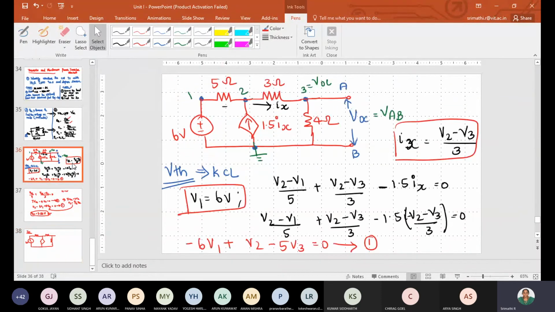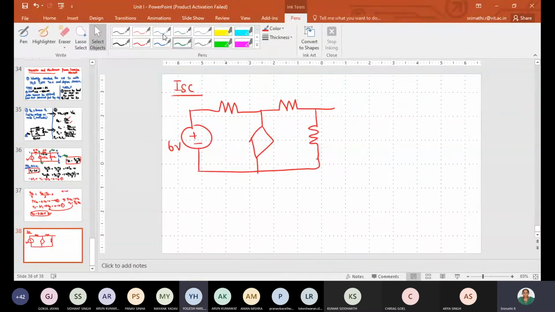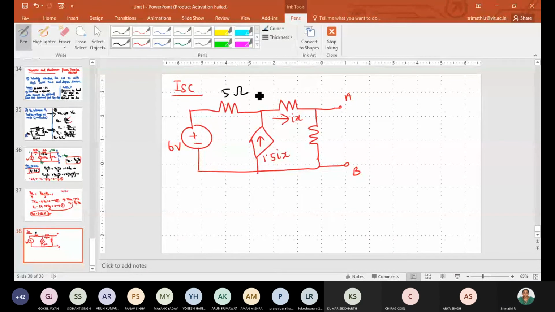What is the circuit? 1.5 Ix, and this is Ix. This is A and this is B. Then tell me what these values are? 5, 5, 3, and 4. Okay, we need to find, so now short circuit this node and find the current through it, ISC.